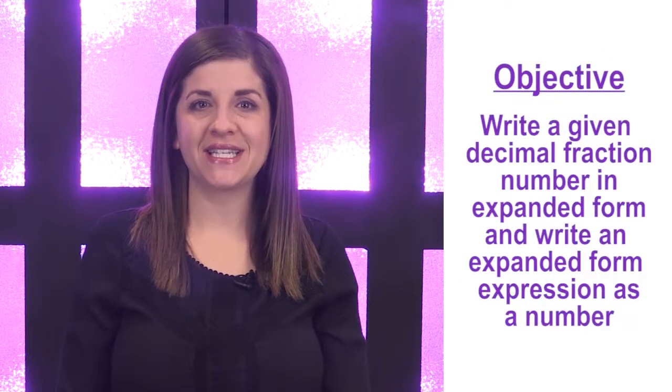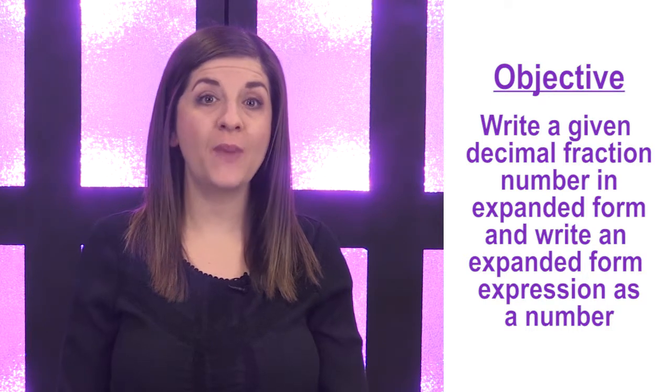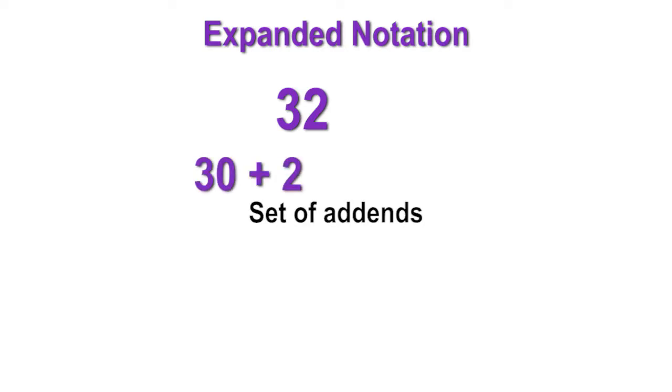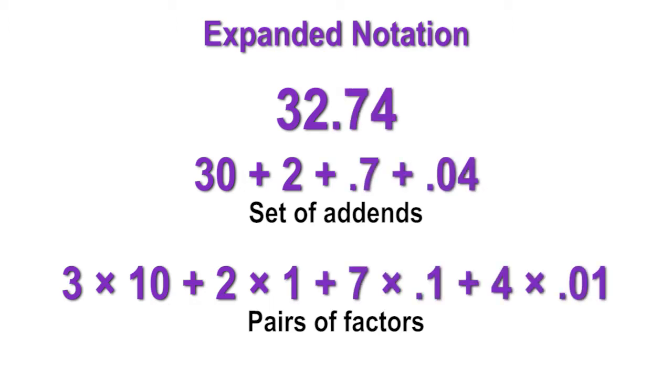The objective of this lesson is to write a given decimal fraction number in expanded form and write an expanded form expression as a number. In previous lessons, students have learned expanded notation with whole numbers. Students have learned that numbers can be written as a set of addends or can be written as a pair of factors. Today's lesson will extend to writing decimals using both notations as well as using decimal fractions.